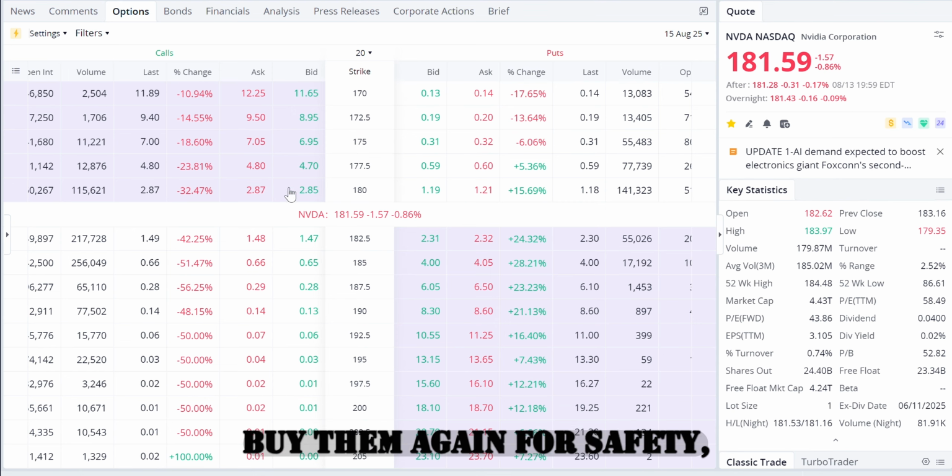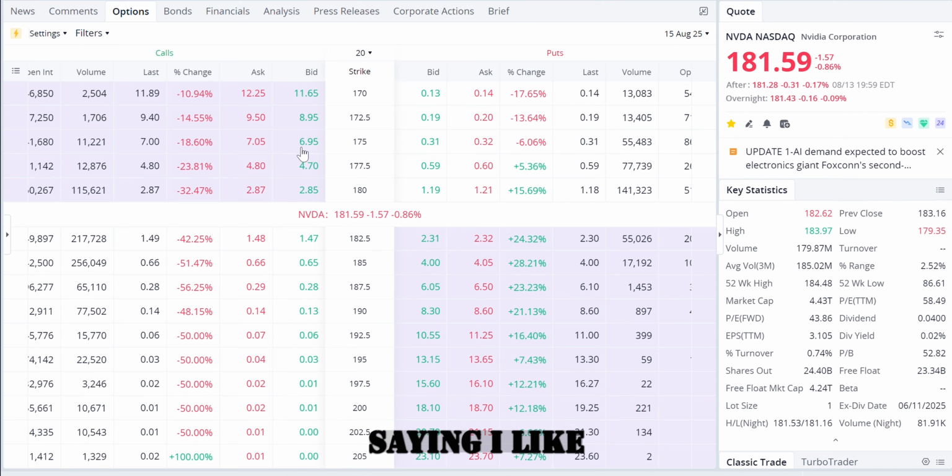Most people buy them again for safety, saying I like NVIDIA to go up, but I'm going to buy it at the price that it has already passed, giving it room to come back a little bit and not put me too much in the hole before it goes back up. Okay? So that's what people do it for. So let's go to the flip side, on the put colored block, so I can explain that.